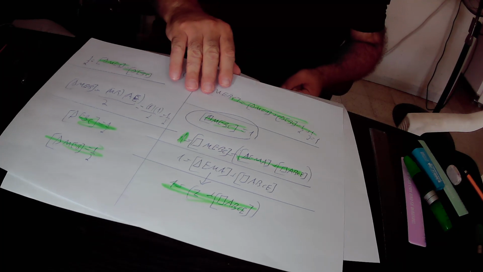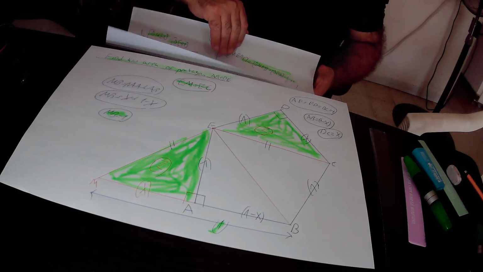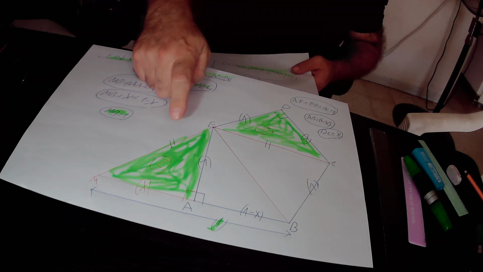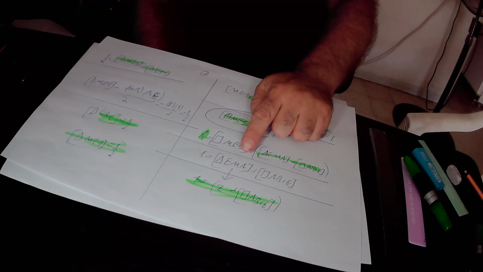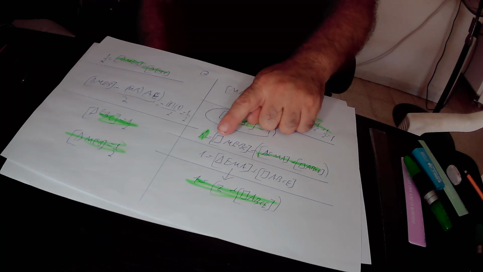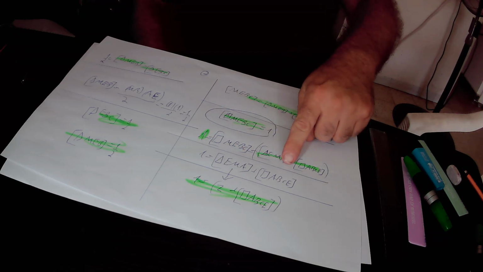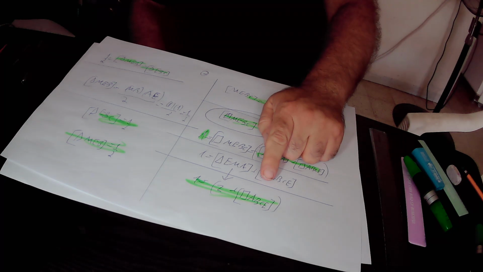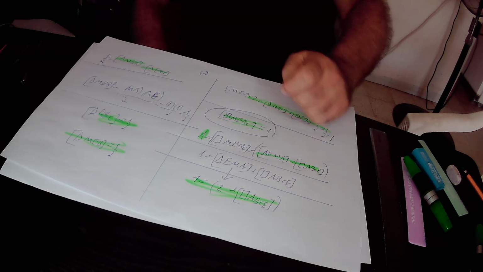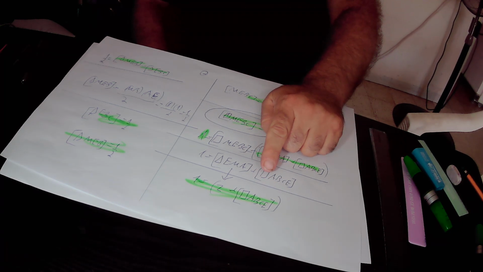We already found out that the area of this green triangle EMA is Z. So we can substitute the area of the green triangle EMA by Z and get that 1 equals Z plus the area of quadrilateral ABCE. Again, 1 equals Z plus the area of quadrilateral ABCE.